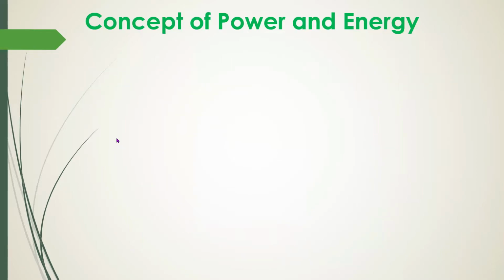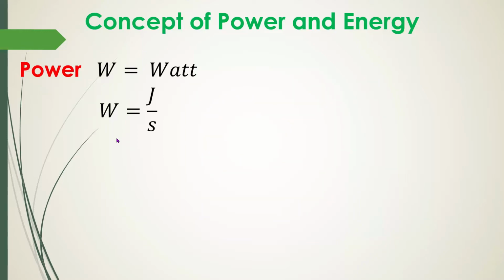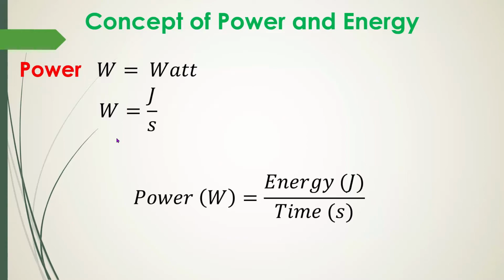Let's go to the power. Power can be defined as how fast the energy comes and leaves the system, or how fast the energy is being generated or consumed. And this power has a unit of watt, and 1 watt is equal to 1 joule per second. In short, power is equal to energy over time.